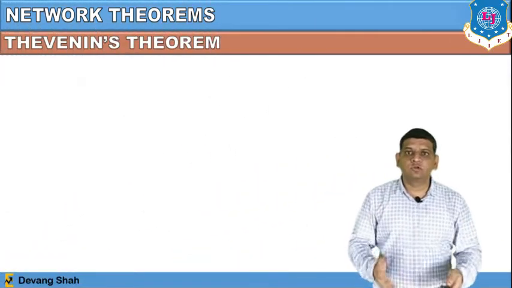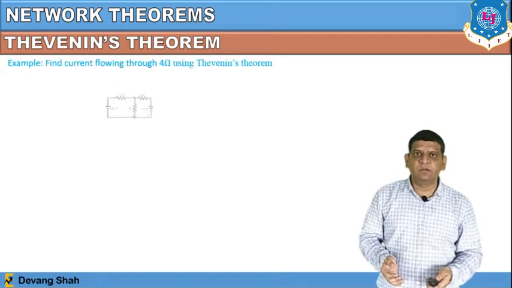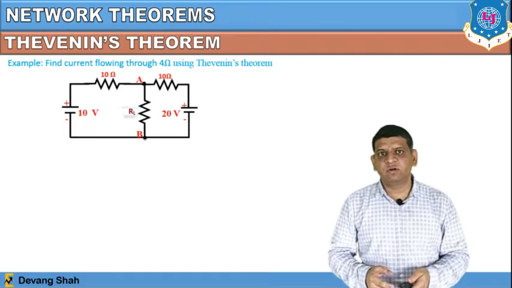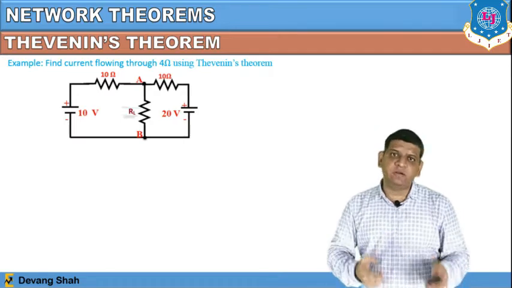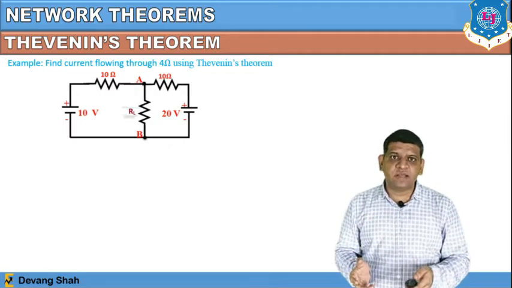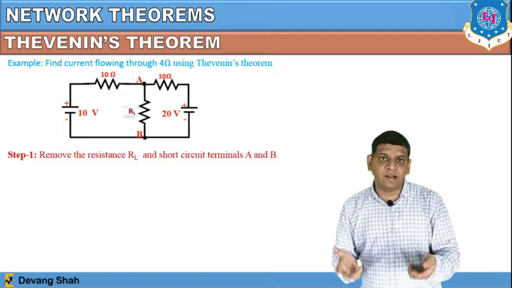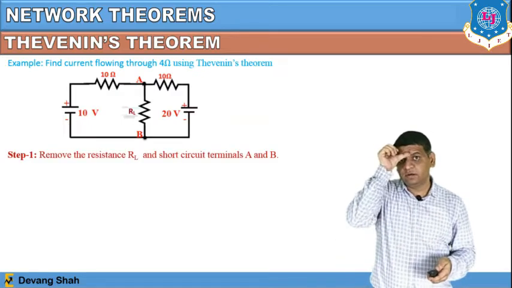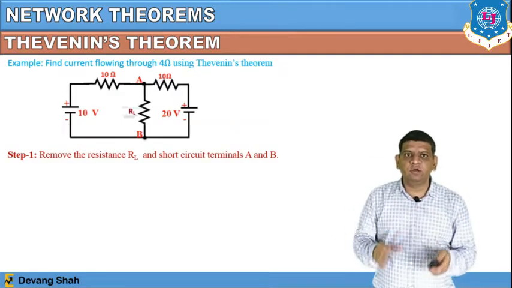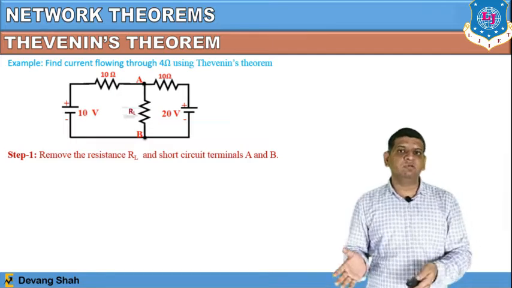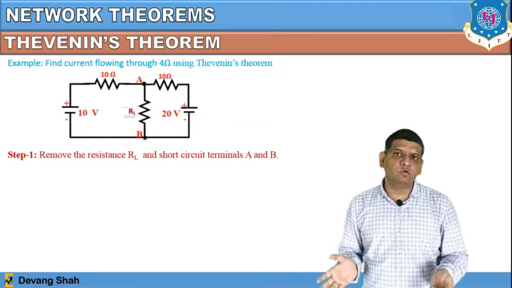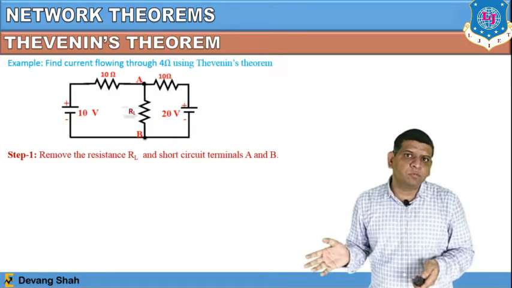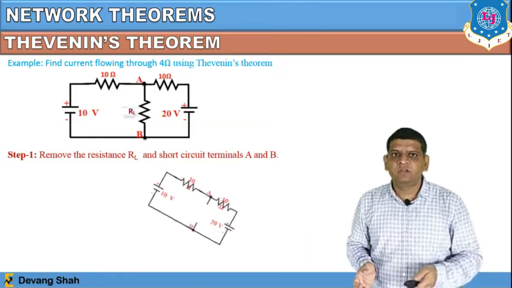Straight away we can also consider our next example, which is straightforward. Here we have taken two voltage sources, 10 volt and 20 volt, with three resistances of 10 ohm, and RL is here given as 4 ohm, right? So here they have already given the resistance between terminals A and B, so RL is 4 ohm. My first job, I have to remove the RL. That's my step number 1, right? So I'm going to remove the RL.